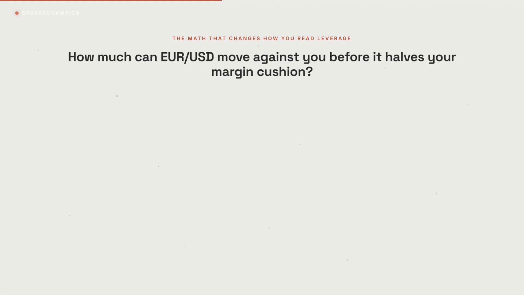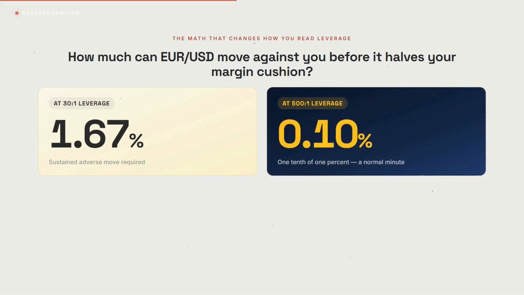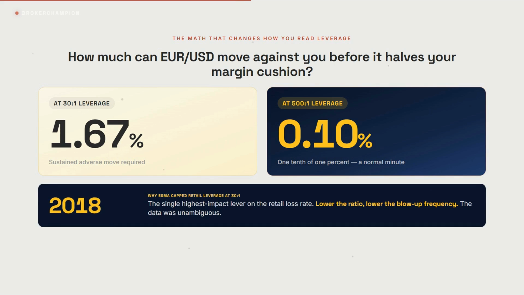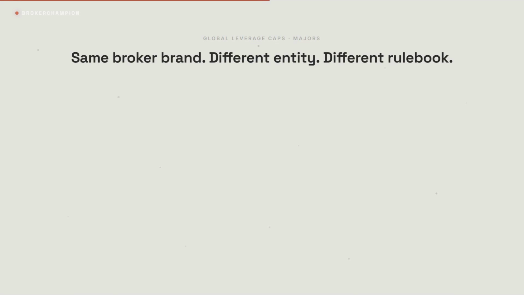Now here's the math that should change how you read leverage forever. At 30 to 1, EUR/USD has to move 1.67% against you to halve your margin cushion. At 500 to 1, it has to move 1/10 of 1%. 1/10. That's a normal minute of price action on a quiet day. That is the entire reason ESMA capped retail leverage at 30 to 1 in 2018. Not because regulators hate traders, but because that single number is the highest impact lever on the retail loss rate. Lower the ratio, lower the blow-up frequency. The data was unambiguous. Which brings us to the global picture, because the cap your broker offers depends entirely on which entity you sign up under.